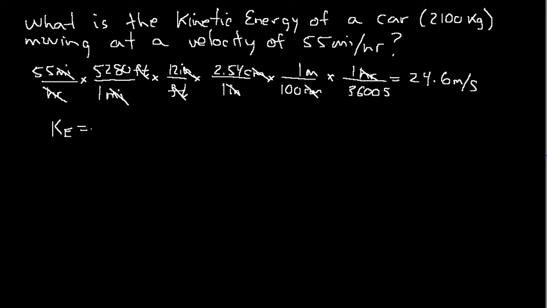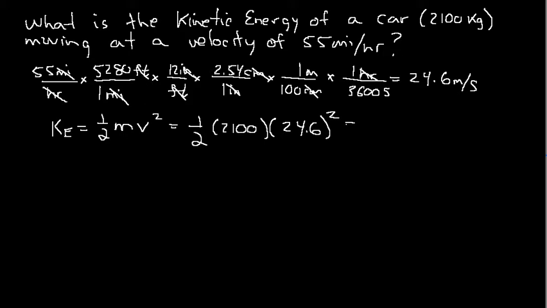Now we can find the kinetic energy. So the kinetic energy, we've already said, was 1/2 mass times velocity squared. That's our kinetic energy formula. So we're going to have 1/2 of the 2100 kilogram object, and that velocity is 24.6 meters per second. We're going to square that. And if we do that, we find out that our kinetic energy comes out to be 634.8 kilojoules.